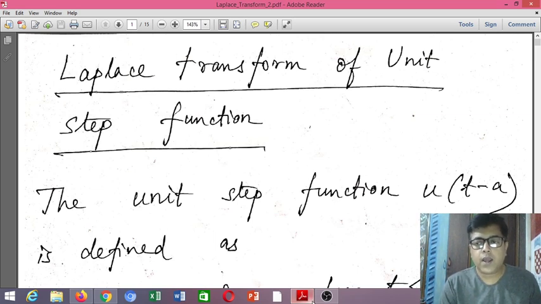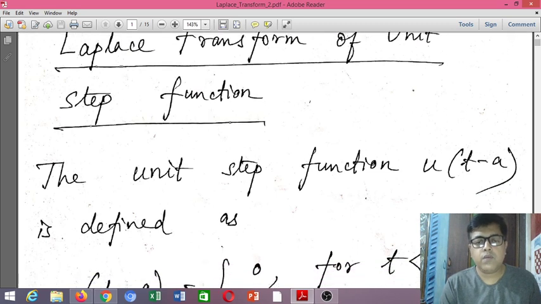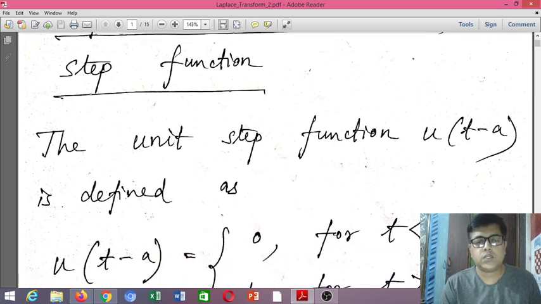Now before I go into how to find the Laplace transform of a unit step function, I must say what a unit step function is. As the name says, unit step. So how do we define it? First let's see the definition of a unit step function.